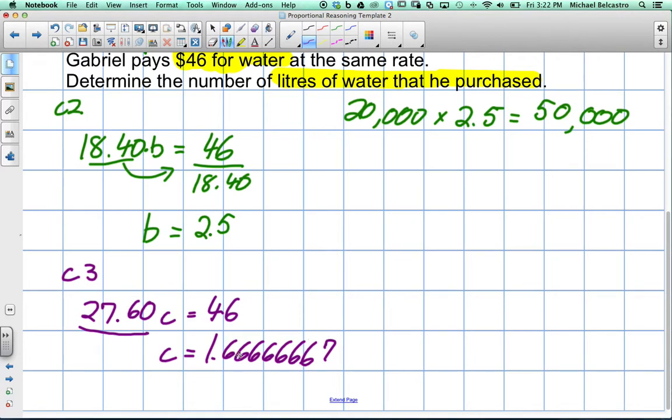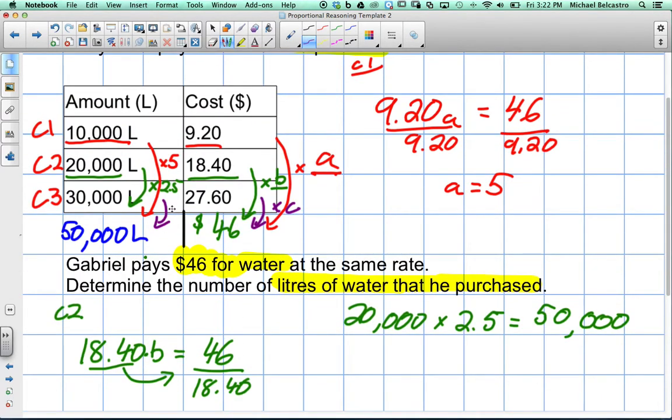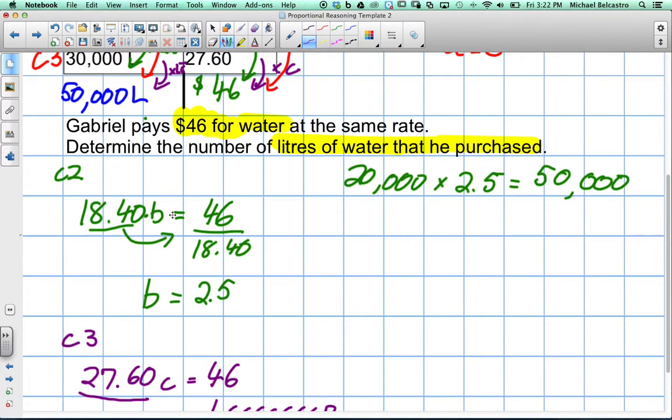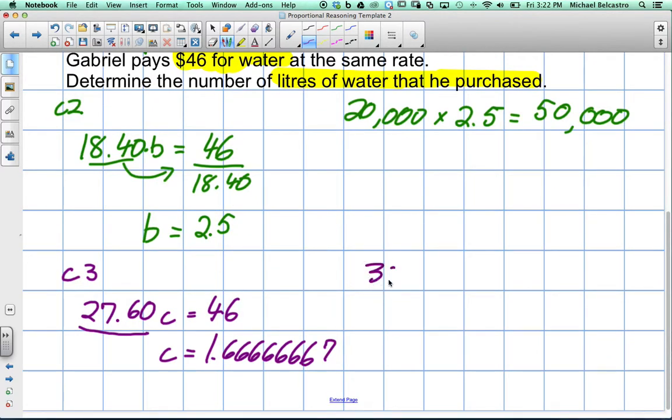This is important here, okay? What that means is we need to multiply that by the 1.6 repeated to figure out how many liters. Because customer C had 30,000 liters, okay? We need to multiply it by that repeating 6 to figure out how many liters Gabriel had purchased for $46. We already know the answer is 50,000.